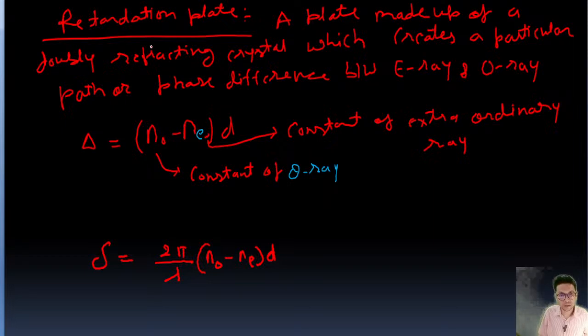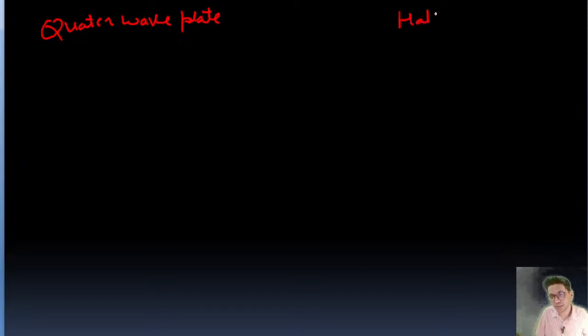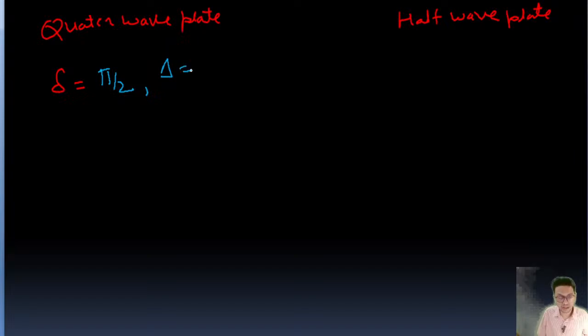Okay, these are the quarter wave plate and the half wave plate. For the quarter wave plate, you need to know that the delta value, the phase difference, is pi by 2, and the path difference value is lambda by 4. This is for the quarter wave plate.